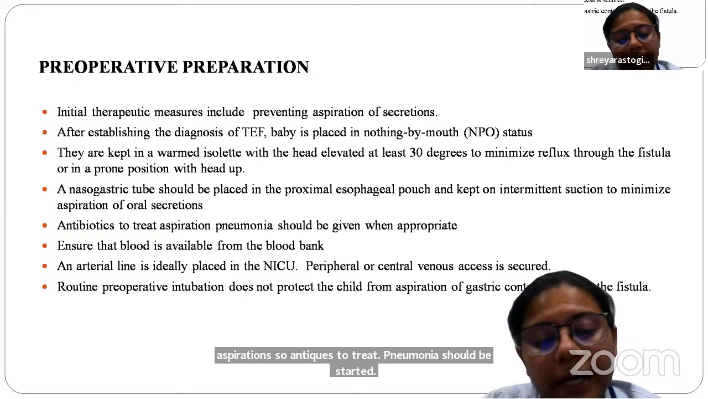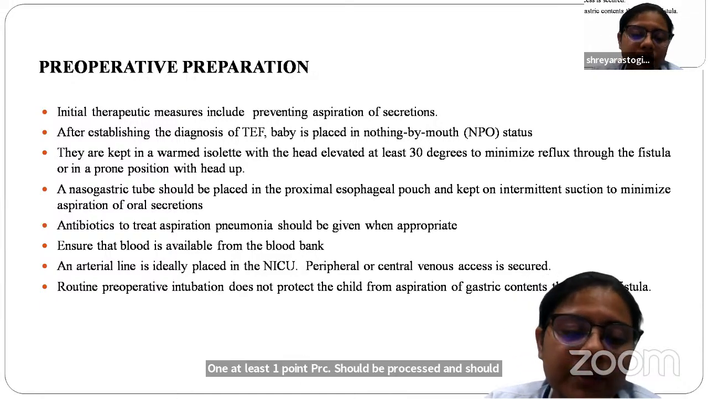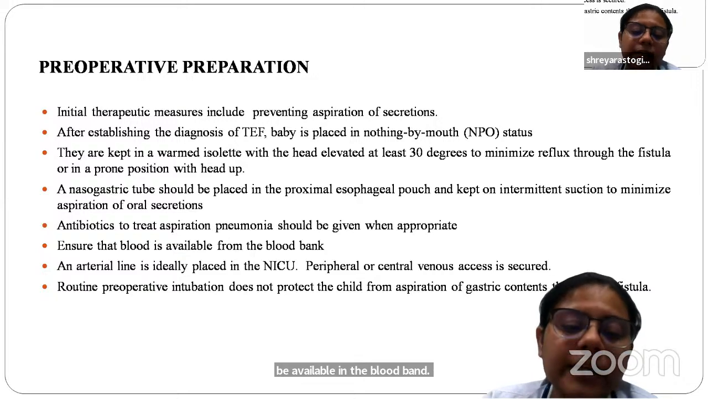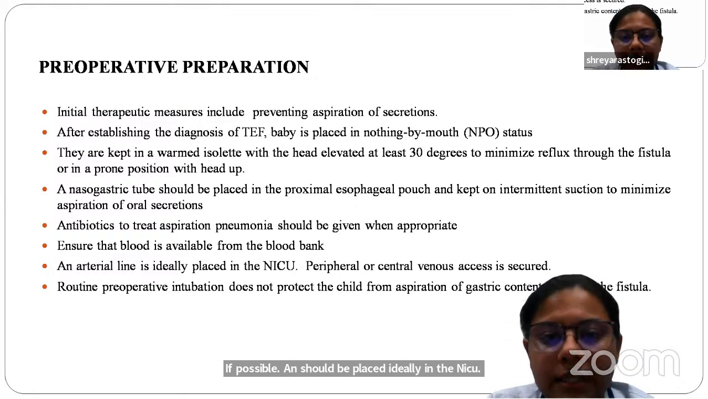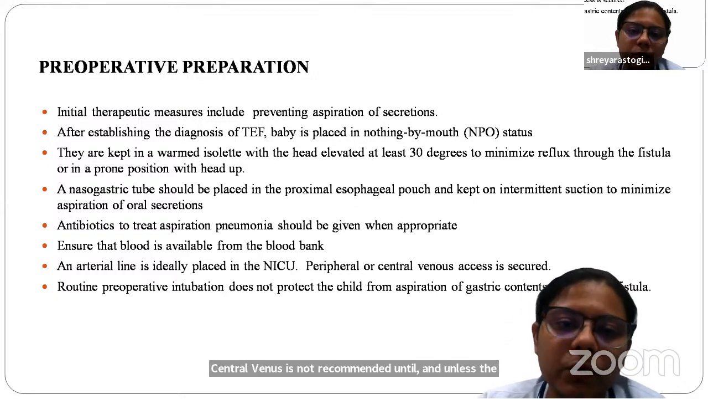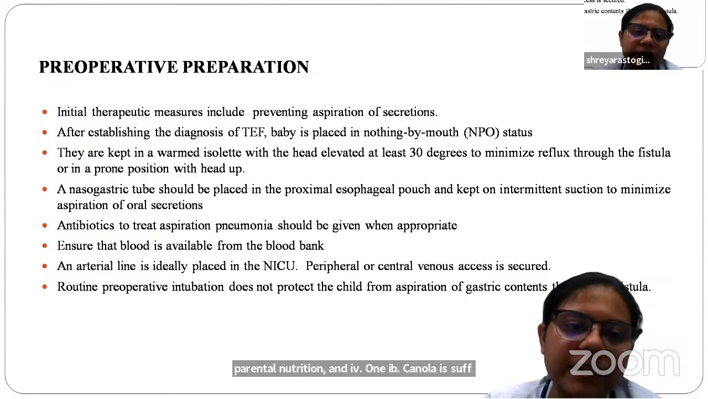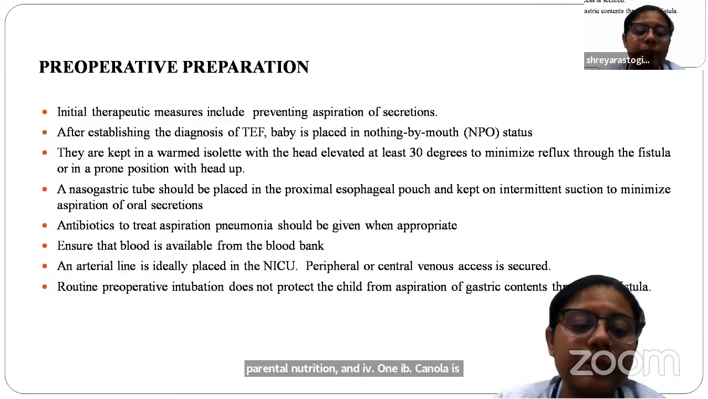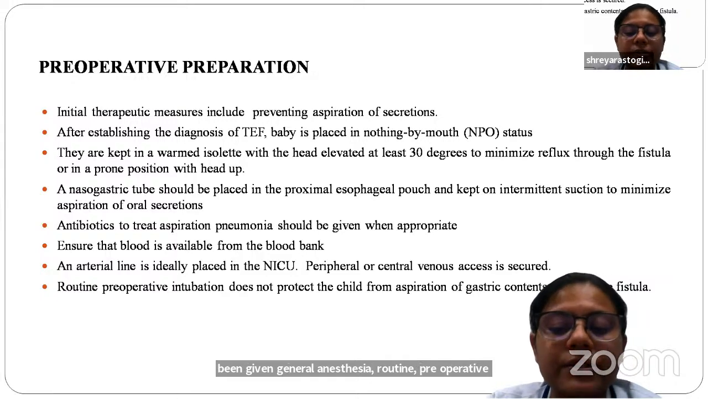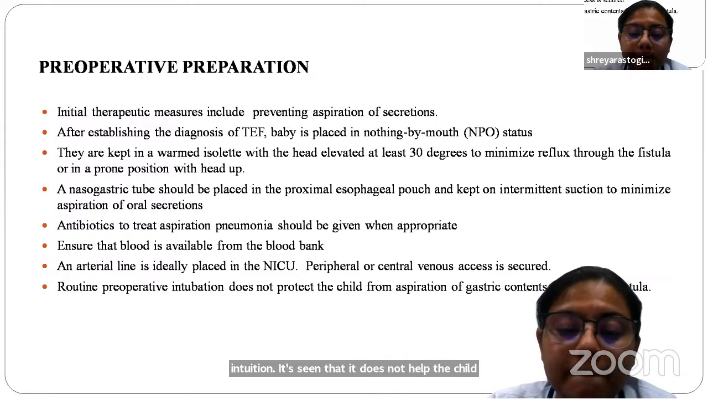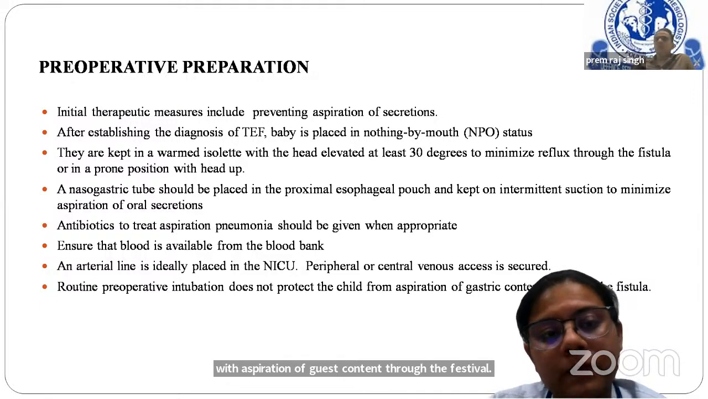At least one pint PRBC should be cross-matched and should be available in the blood bank. If possible, an arterial line should be placed, ideally in the NICU. Central venous access is not recommended unless the surgical team is planning to start the patient on total parenteral nutrition. One IV cannula is sufficient, and the rest we can take once the patient has been given general anesthesia. Routine preoperative intubation does not help the child with aspiration of gastric content through the fistula. Okay. So once PAC has been done, the patient has been taken into the operation theater.